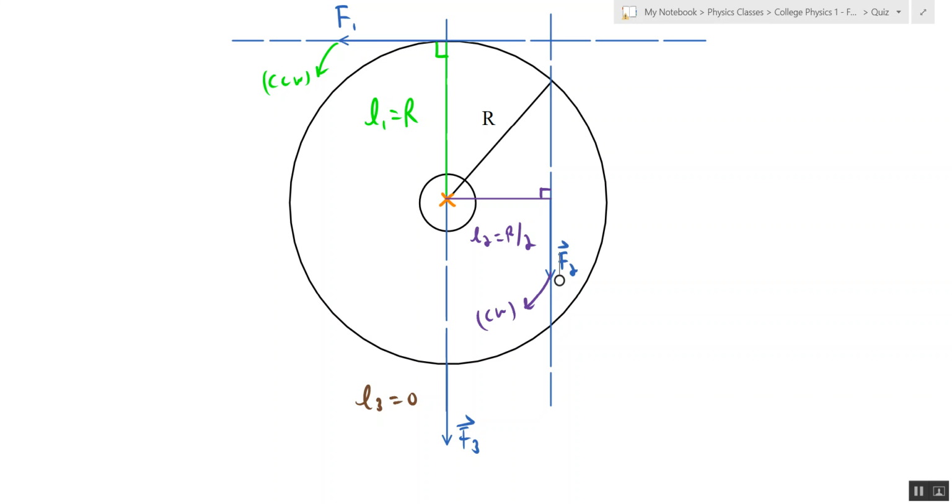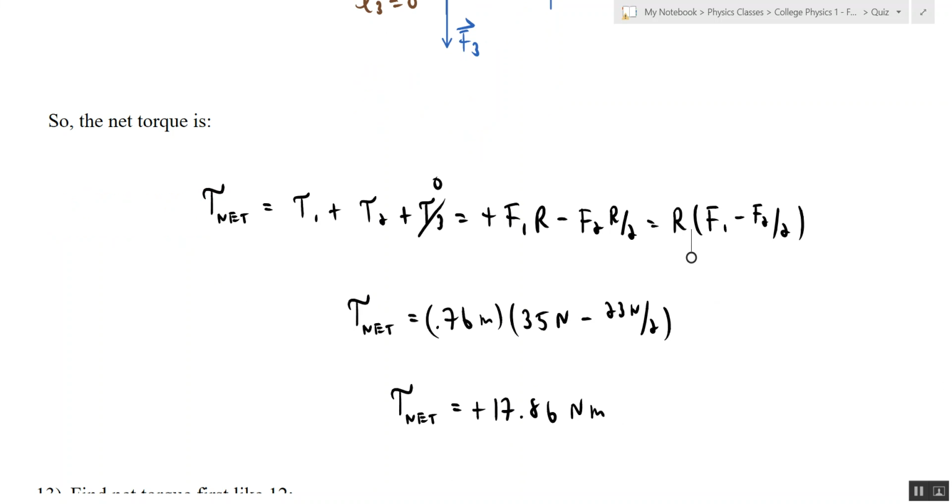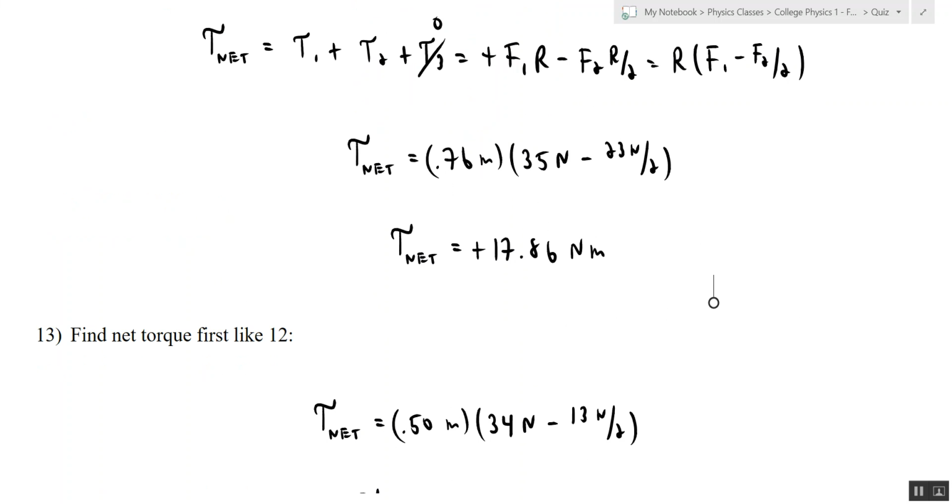So the sum of the torques is F1R minus F2R over 2, which is what I wrote here. And I factored out the R because it's common to both terms. I get R times (F1 minus F2 over 2). Then I just plugged in the numbers, and that gives you the net torque.